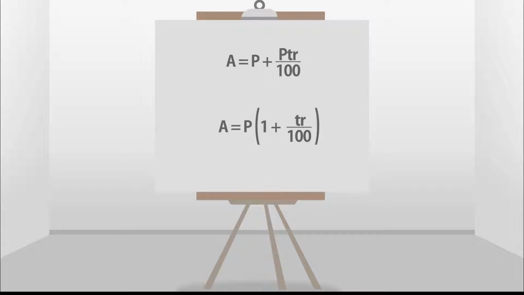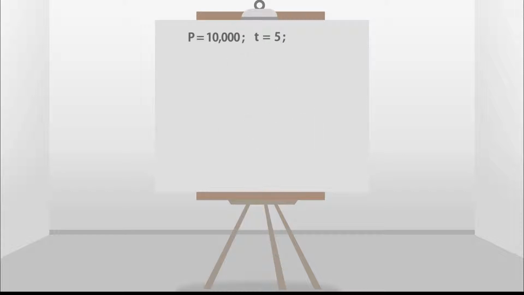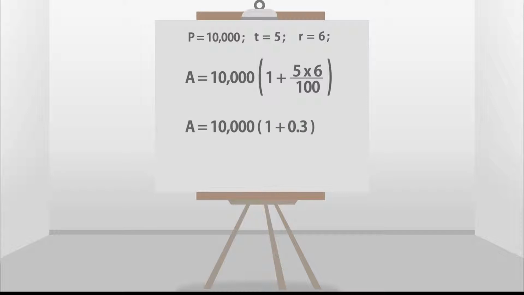For example, find the amount to be repaid at the end of 5 years if a sum of rupees 10,000 is borrowed at a rate of interest of 6% per annum. Amount is calculated using the formula A is equal to P into 1 plus TR divided by 100. P is equal to 10,000, T is equal to 5, and R is equal to 6. Substituting the values, we have A is equal to 10,000 into 1 plus 5 into 6 divided by 100, which implies that the amount is equal to rupees 13,000.